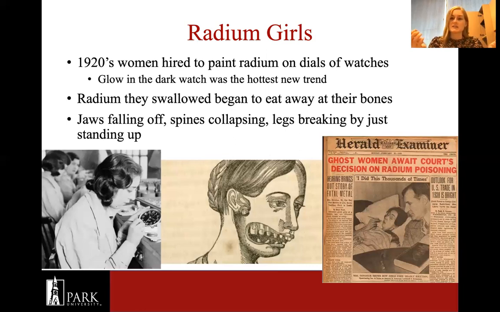But how these women painted these dials was they had to take the paintbrush and make a very fine tip at the end. To do that, they had to put the tip of the paintbrush in their mouth and lightly suck on it to get the tip to a point, and then put it in the paint, put it down, put it in their mouth. So they were constantly ingesting this radium. What happened was this radium slowly over time began to eat away at their bones. Their jaws were falling off, their spines were collapsing, and their legs were breaking by just standing up. Hips were snapping just by existing.